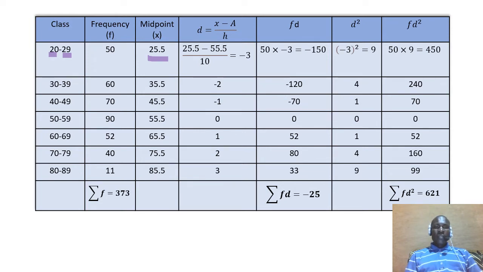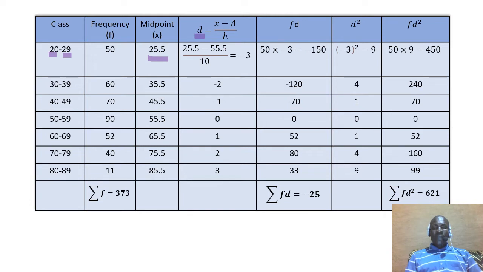Now once we get 25.5, let's all fill this table together. 30 plus 39.5, we get 69.5. If you divide by 2, you get 35.5. Now proceed up to the last column. I'm assuming you have calculated your midpoint. What I'm going to explain next is how you get d, the column for d.